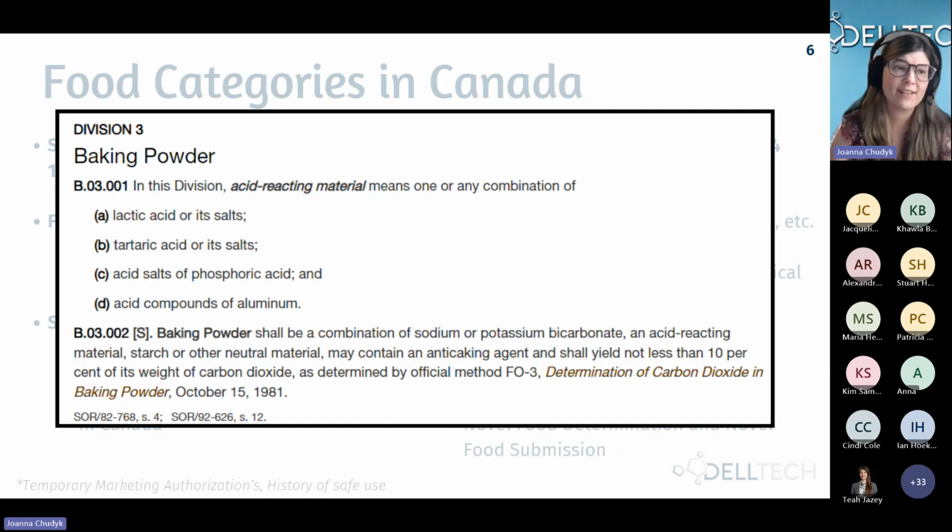And this also applies if you're using this as an ingredient in another product. So for example, you have a package of muffins that you're selling and you're listing one of the ingredients as baking powder. You need to make sure that the baking powder you're using in your product also complies with the regulations.